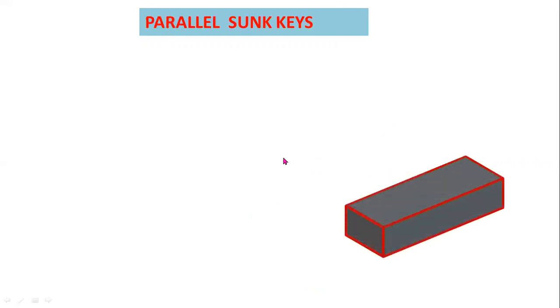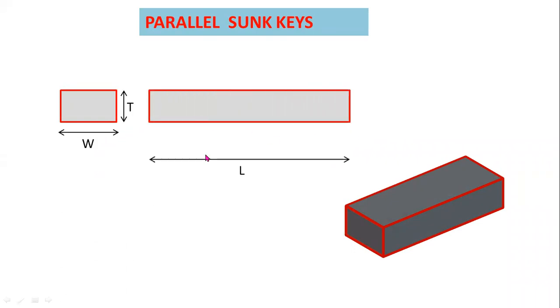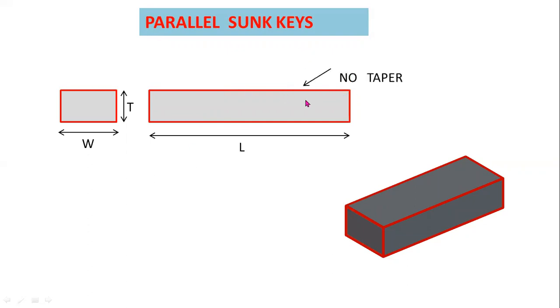Now this is a parallel sunk key. A parallel sunk key may have a rectangular or square cross section. Here there is no taper for the top surface. Don't provide any taper.